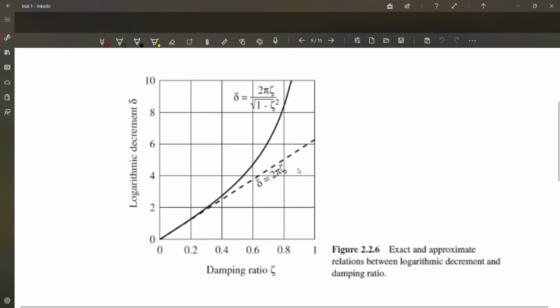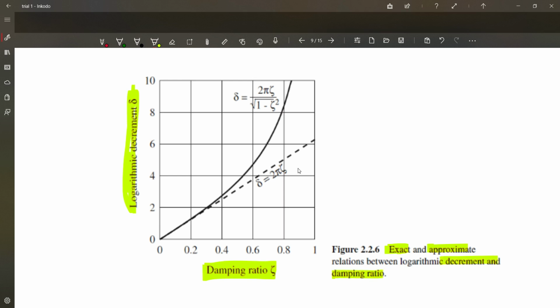which is relating the damping ratio. Let's assume here the damping ratio, okay, on the horizontal line, against the logarithmic decrement, which is sigma, as I have explained here. If you take a look here, we are going to find that there is a relation between the two. As you can see, this is the exact and approximate relations between logarithmic decrement and damping ratio. So we have the relation between the two.